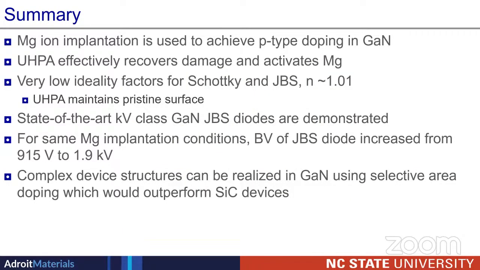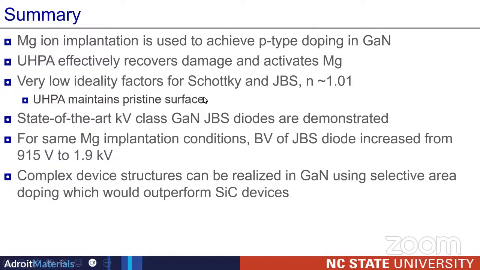Based on all these results, now I want to provide a summary. The main thing we are targeting is to get good p-type conductivity using magnesium ion implantation, which was not developed in the literature before. And we use the ultra high pressure annealing system, because of which we can now go up to very high temperatures to activate those implanted species. And we can maintain the pristine surface without having any cap layer.